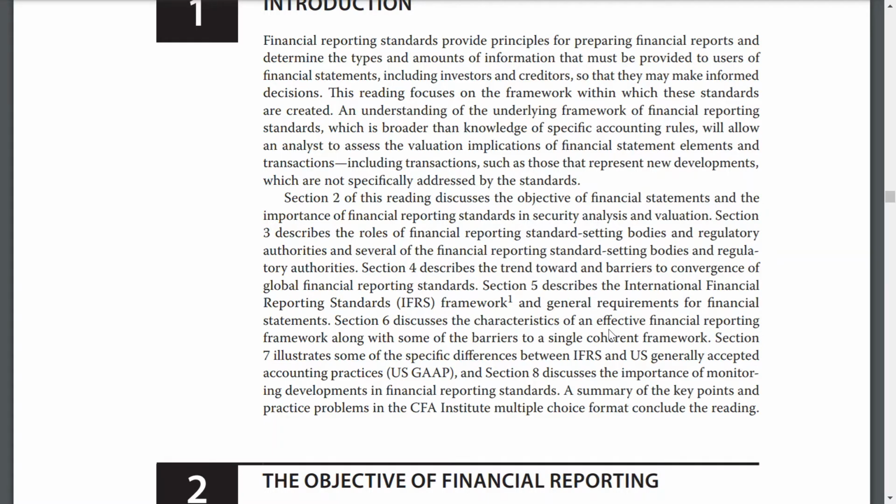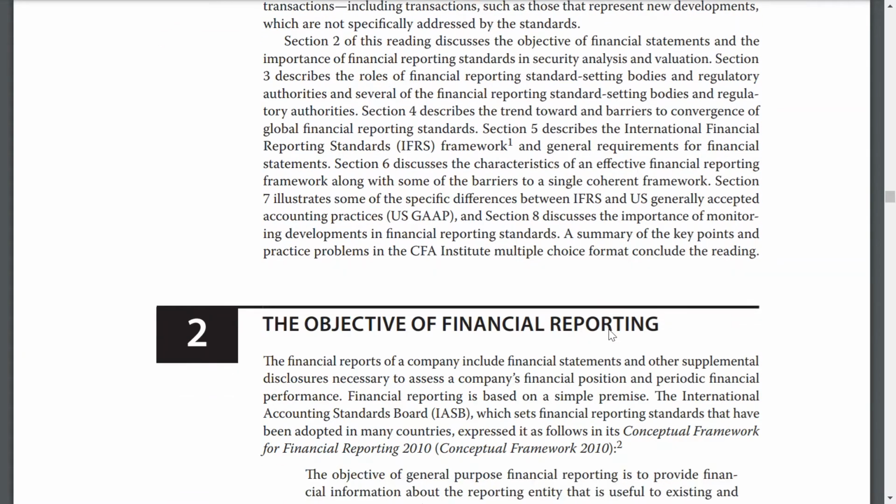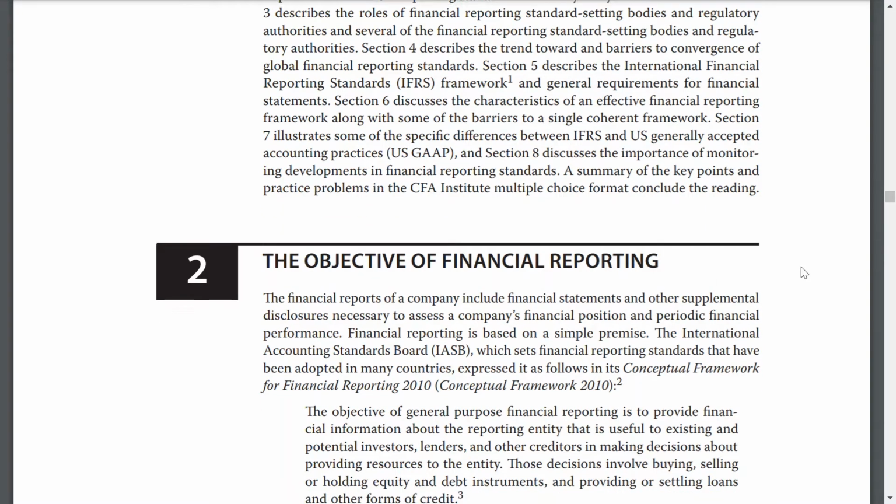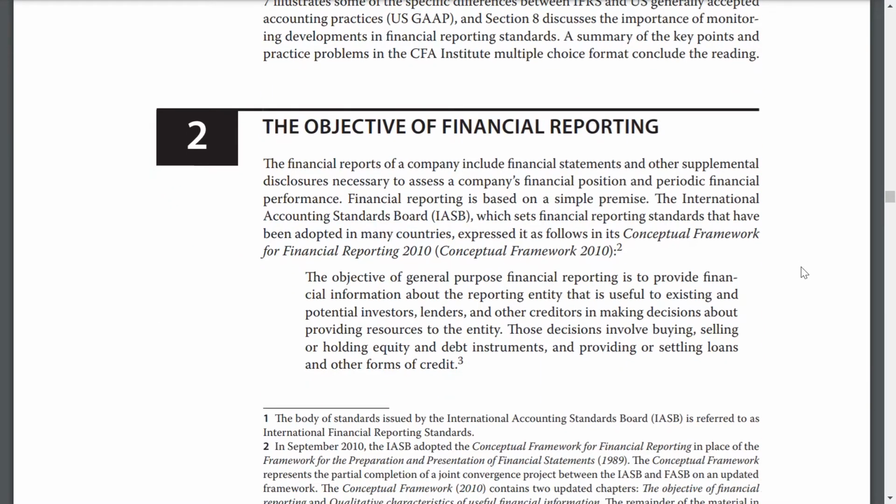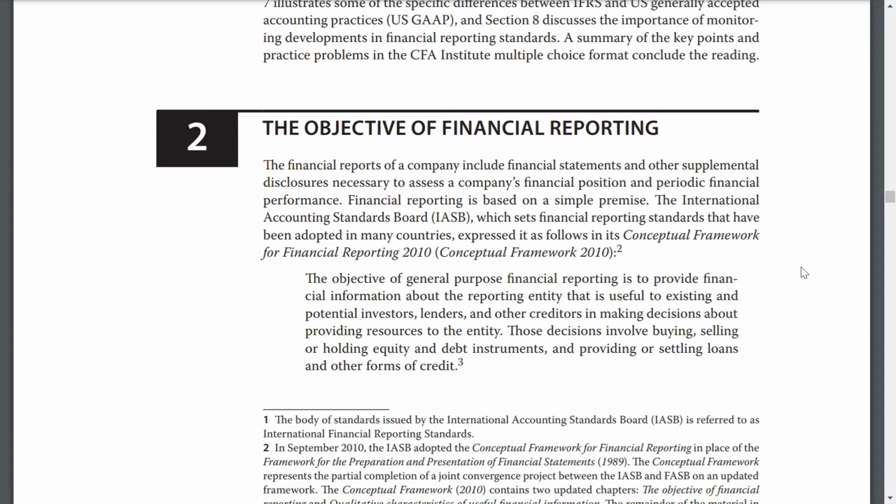Objectives of financial reporting. The financial reports of a company include financial statements and other supplemental disclosures necessary to assess a company's financial position and periodic financial performance. Financial reporting is based on a simple premise. The International Accounting Standards Board, or IASB, whose standards have been adopted in many countries, expresses it as follows, in the Conceptual Framework for Financial Reporting 2010.